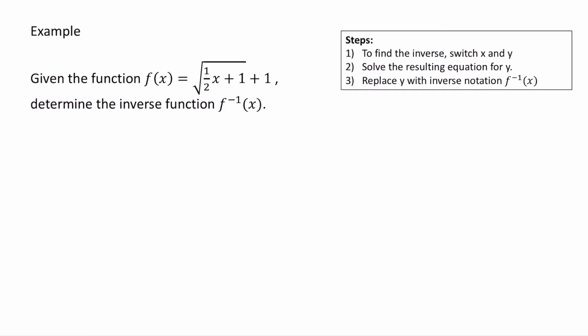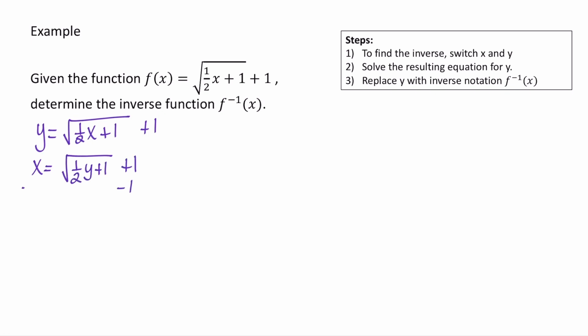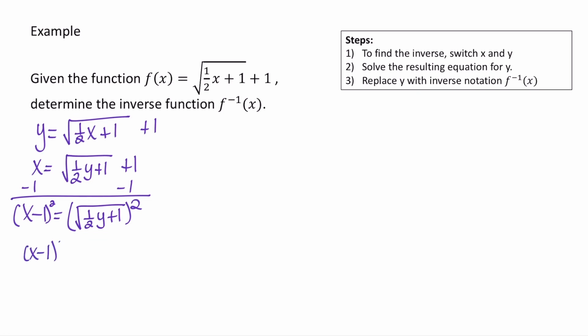So now let's figure out the inverse function, right? F inverse of x. So we have f of x equals the square root of 1/2 x plus 1, plus 1. So I'm just going to write that as y equals the square root of 1/2 x plus 1, plus 1. And then I'm going to switch x and y to find the inverse, right? So I have x equals the square root of 1/2 y plus 1, plus 1. So I'm going to start off by subtracting 1 from both sides. So I get x minus 1 equals the square root of 1/2 y plus 1. And now I'm going to square both sides. So that gives me x minus 1 squared equals 1/2 y plus 1.